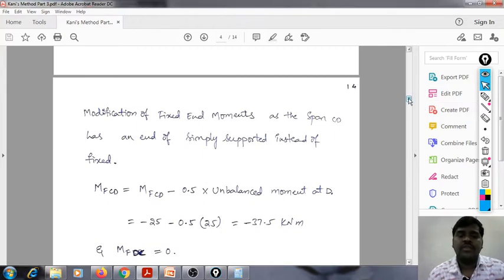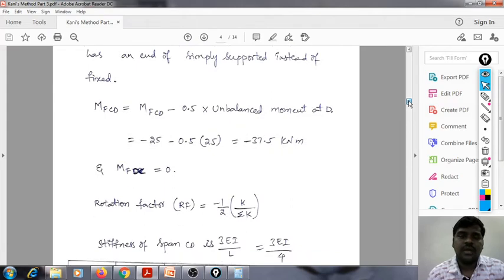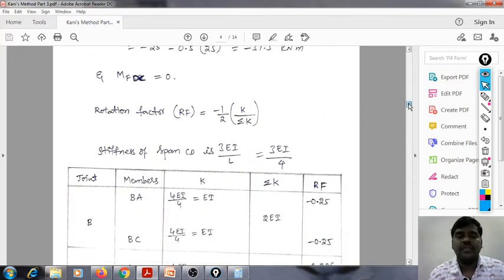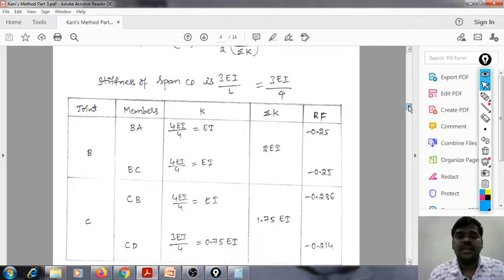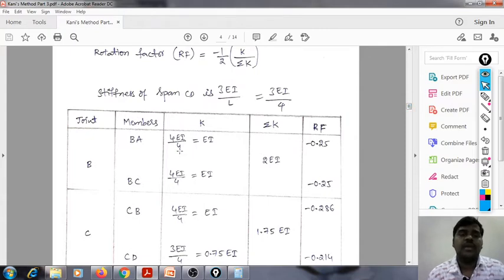And we know that MFDC is taken as 0, because the moment at D will be 0 as the end is simply supported. So we have to find the rotation factor. RF is equal to minus 1 by 2 into K by sigma K. This formula is already explained, and these types of problems we have already learnt in the previous videos. The stiffness is 3 EI by L only for span CD. For other spans the stiffness is 4 EI by L as usual.